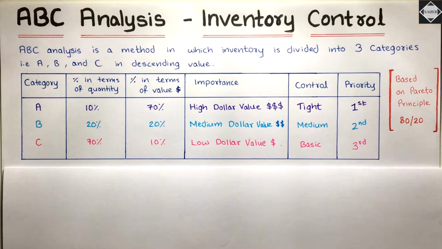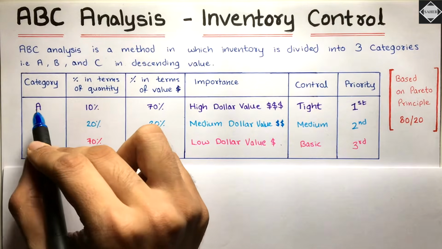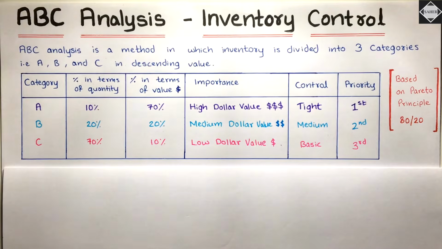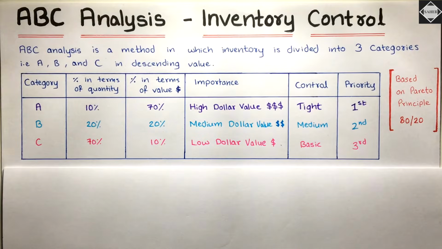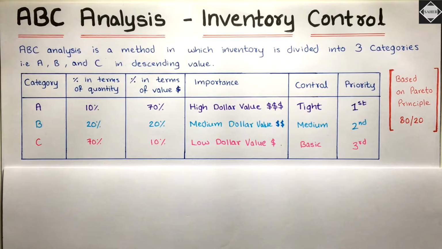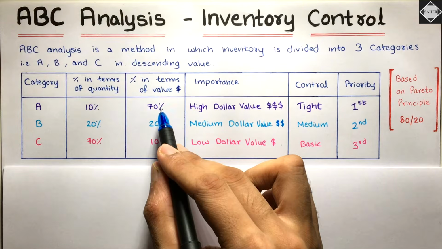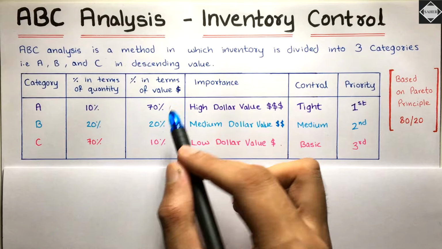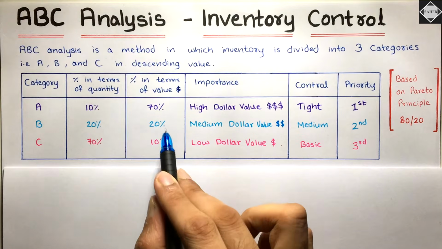So they will have tight control over this, and this will be a first priority item, and this will have a huge demand, right? If it's a factory, then there will be lots of consumption of this, and if it's a showroom, then there will be lots of sales happening of this. Is it clear? Yes. So this is based on the Pareto principle, you can say. Only 10% in terms of quantity, but the value is 70%, right? And then category B, it is 20% in terms of quantity and value also 20%.